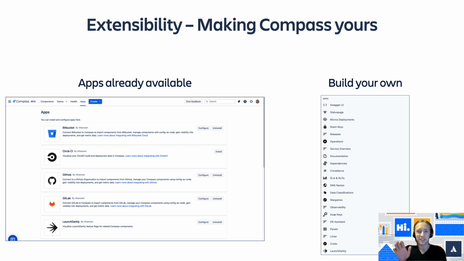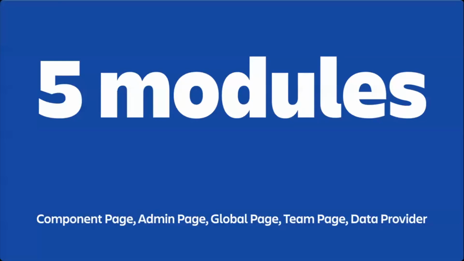And the image on the right here is taken from Atlassian's internal instance of Compass, where we have tons of extensions to really help Compass suit Atlassian's needs. All right, so that was an overview of Compass and what Compass offers. And now I'm going to go over the modules that we have available for developers right now to extend Compass. We have the component page, admin page, global page, team page, and data provider. I'll be going through them one by one and showing what those look like in the UI.